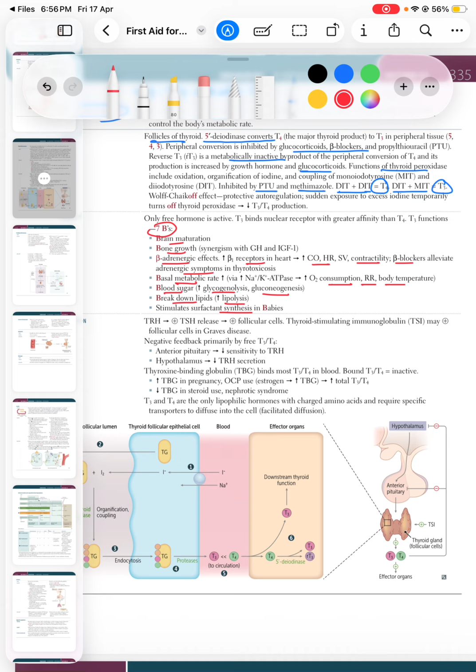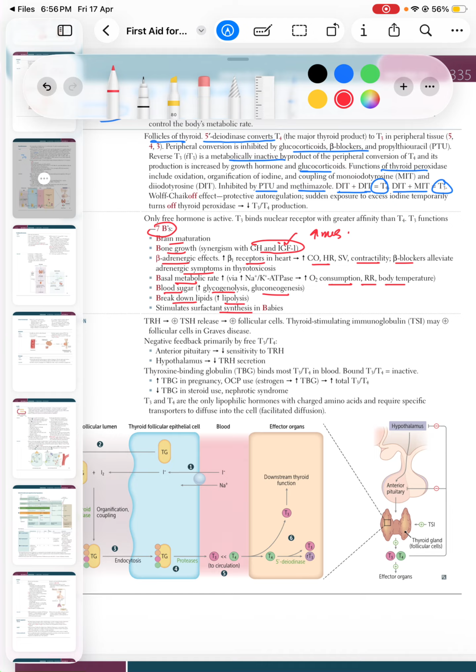What are these? Brain maturation. First of all, the thyroid hormones do brain maturation. Then the bone growth, that is synergism with growth hormone and IGF-1. As we have discussed, growth hormone increases muscle and bone mass by the release of IGF-1. So this bone growth is stimulated by the thyroid hormones. The thyroid-releasing hormone increases growth hormone, so here it helps in bone growth.